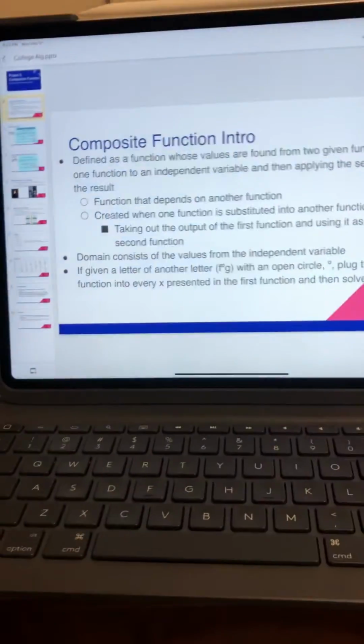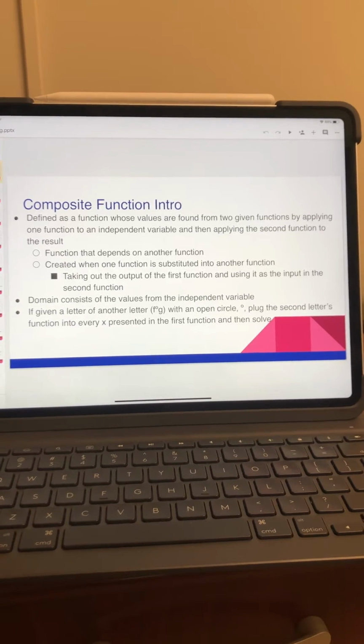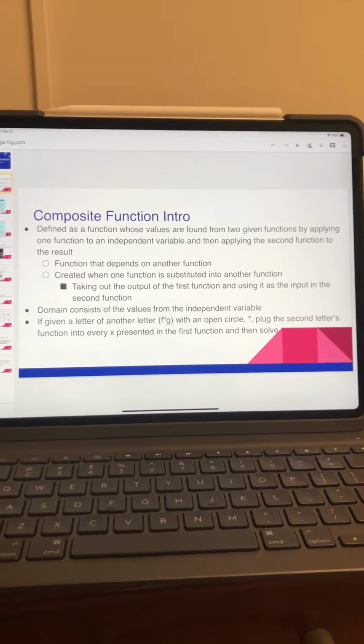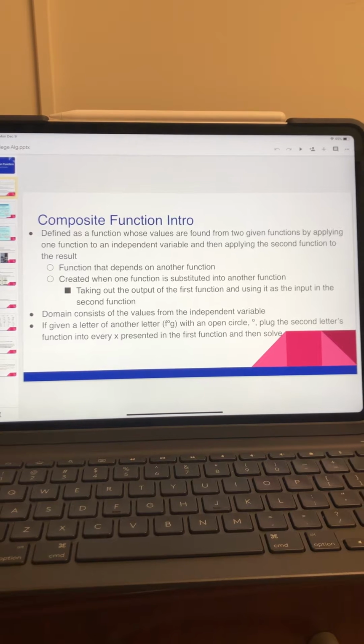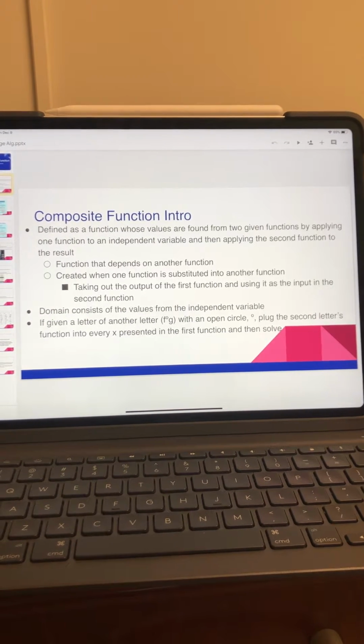Composition function. It is defined as a function whose values are found from two given functions by applying one function to an independent variable and then applying the second function to the result. It is a function that depends on another function. It's created when one function is substituted into another function, taking the output of the first function and using it as the input in the second function.